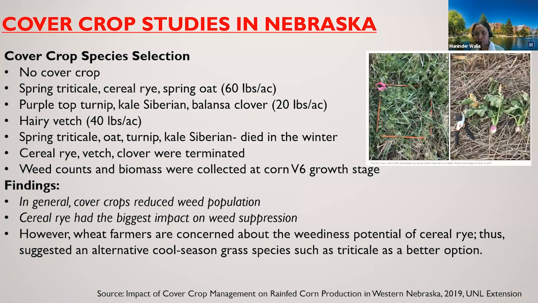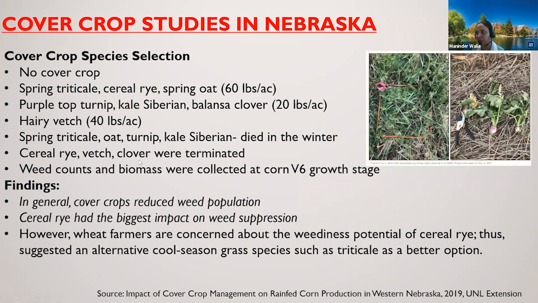So this is another study that was conducted in Nebraska on rain-fed corn production in a wheat, corn, and fallow system. They had some cover crop species, and they also had no cover crop as a fallow. They had spring triticale, cereal rye, and spring oat planted at 60 pounds an acre. Then they had some brassicas, kale, and clovers at 20 pounds an acre. The hairy vetch was also included. The triticale, oat, turnip, and kale died in the winter. However, the rye, vetch, and clovers were terminated in the spring with herbicide.